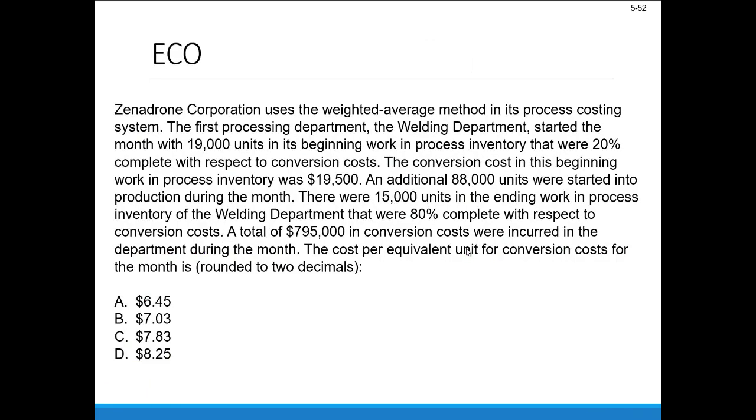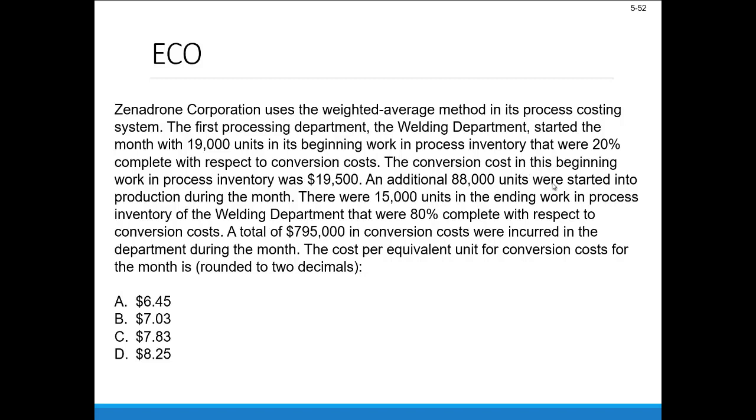Let's try another example here. Zenadrone Corp uses a weighted average method. Their first processing department, welding, started the month with 19,000 units in beginning work in process that were 20% complete with respect to conversion. The conversion cost in that beginning work in process was $19,500.